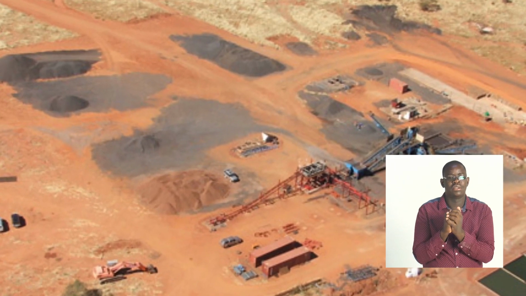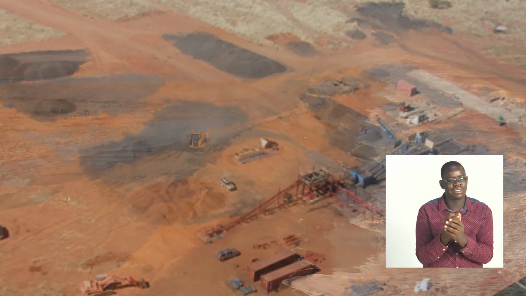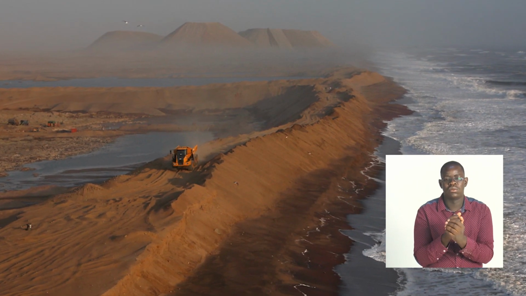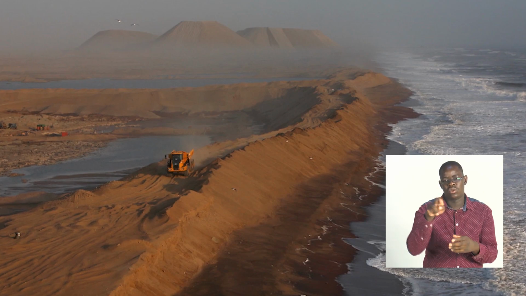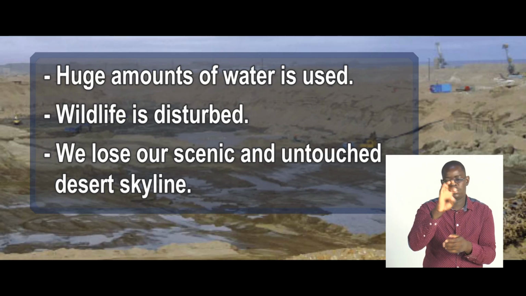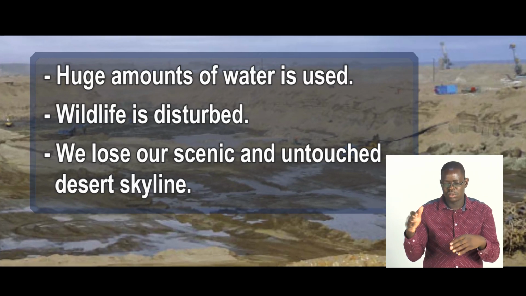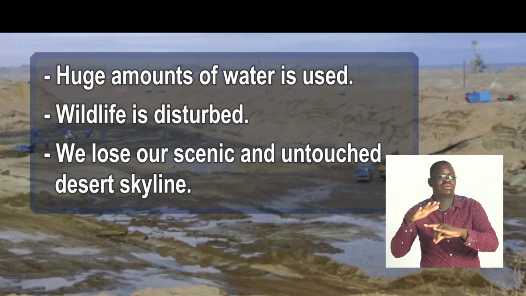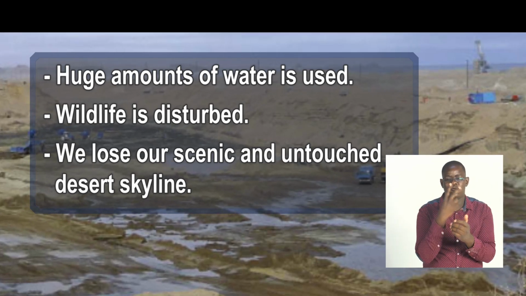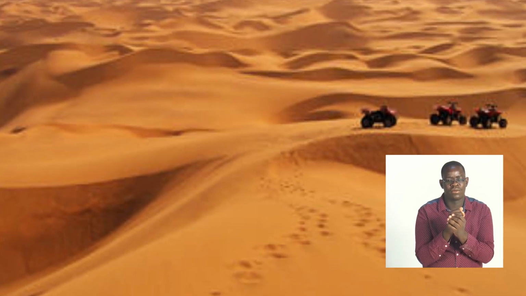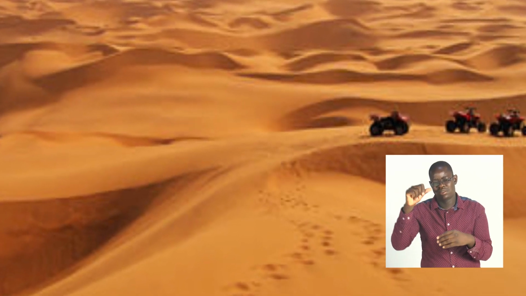Entire communities of sea and land animals may be disturbed or totally wiped out. In the Erongo region, uranium mining poses similar threats in sensitive desert environments. Huge amounts of water are used, wildlife is disturbed, and we lose our scenic and untouched desert skyline. Quad bike tours are scouring the desert landscape and chasing away animals.